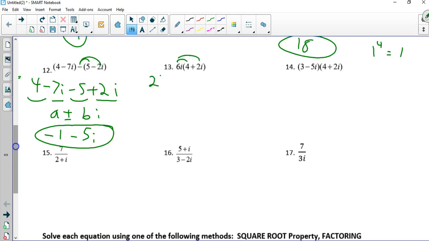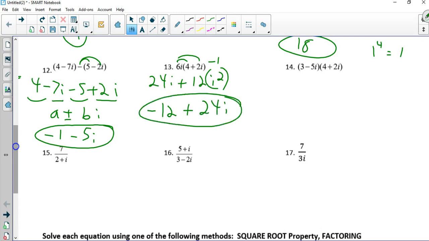Here I'm going to distribute. 6 times 4 is 24. The i tags along. 6 times 2 is 12 i squared. I like to put that in parentheses to remind myself it's negative 1. We're just going to make the 12 negative. And remember, we always put that first. So it's negative 12 plus 24i.